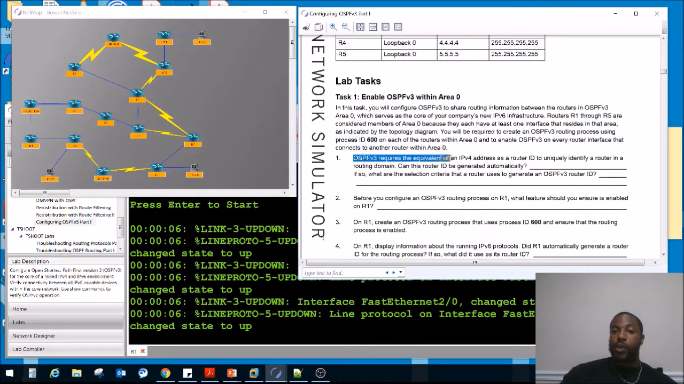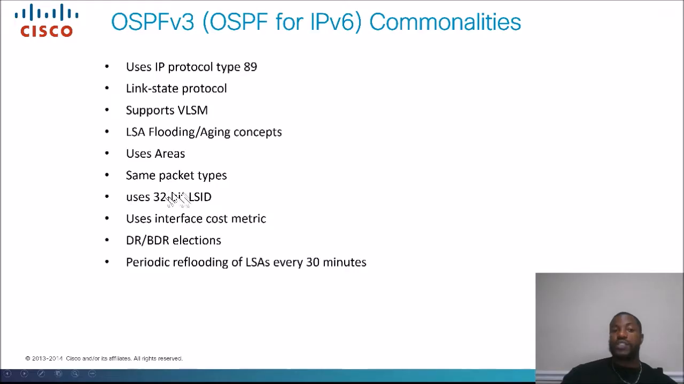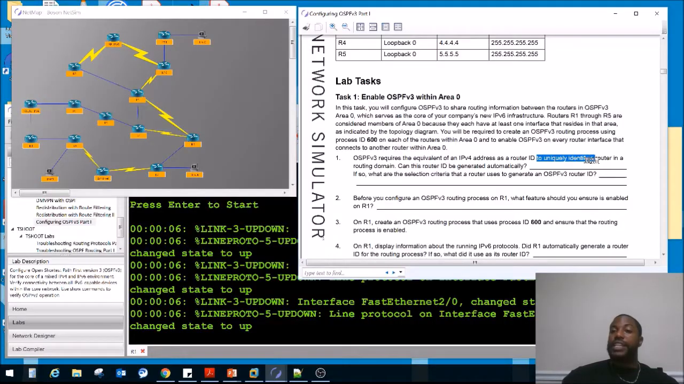OSPF requires the equivalent of an IPv4 address as a router ID, just like I mentioned right here. It uses a 32-bit LSID. I know it says link state ID, he should have put router ID. There are a couple of typos in here. But anyways, that's what we're mentioning here, to uniquely identify a router, and you must explicitly do it this way.